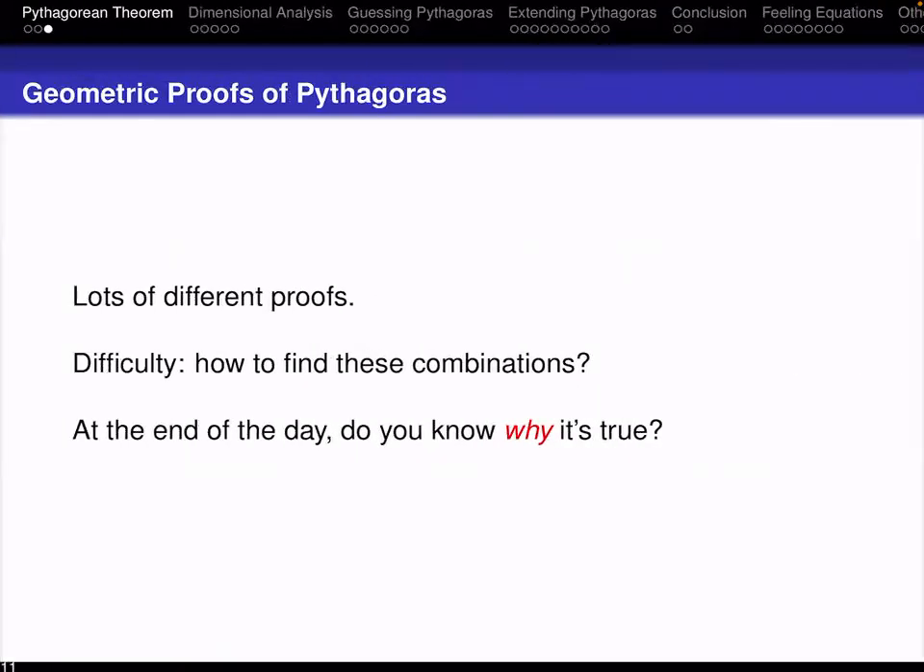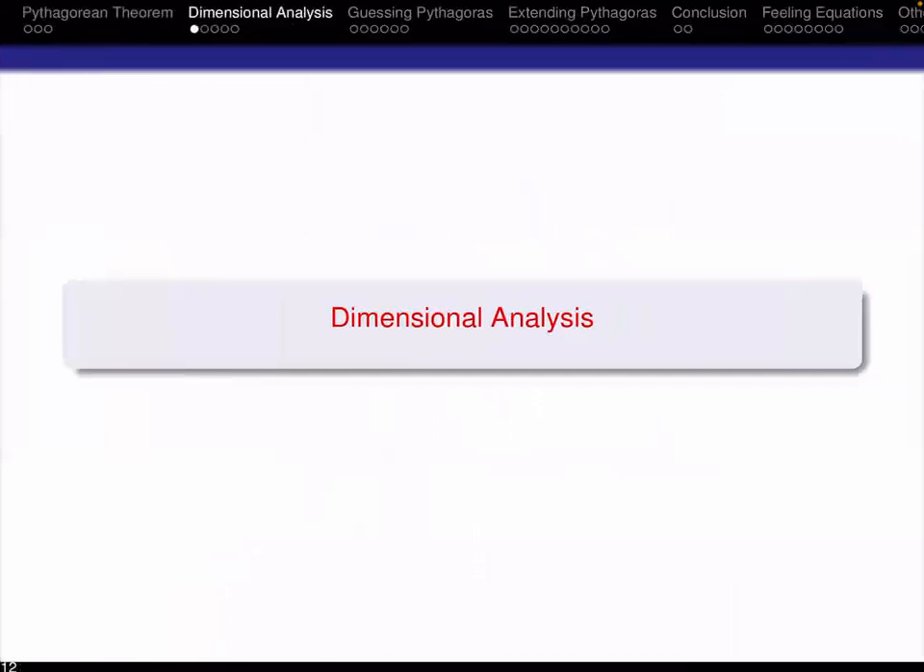So there are lots of different proofs of Pythagoras. Just because I've proven something doesn't mean I understand why it's true. I've just done the algebra, I've just done the geometry. How do you find these combinations? Is there a reason why this is working? Is this surprising? Do you know why it's true? And so what I want to try to do is talk a little bit about dimensional analysis.